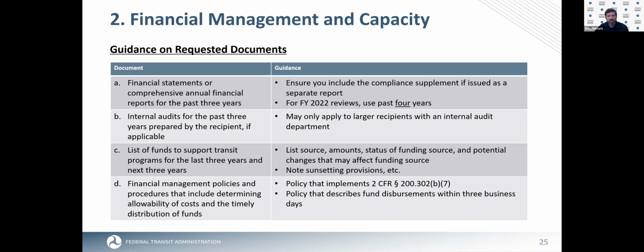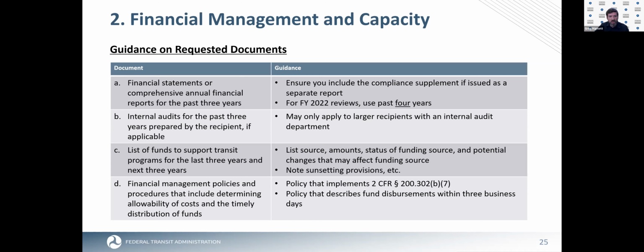The RIR is asking for financial statements or comprehensive annual financial reports for the past 3 years. Of course, we know, even though it says 3 years, for the FY22 reviews it's the past 4 years. We have kind of that quadrennial review. So sometimes the comprehensive annual financial reports, a lot of people call those CAFRs under that acronym. Depending on the auditor who wrote these reports, they have wildly different formats, and we often see these reports separated out into 2 reports, and there's a compliance supplement that actually is probably what your reviewer would be more interested in seeing. So if you do have a compliance supplement to your CAFRs, make sure that's what you're providing.